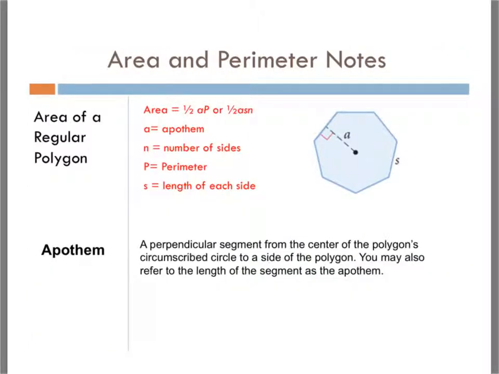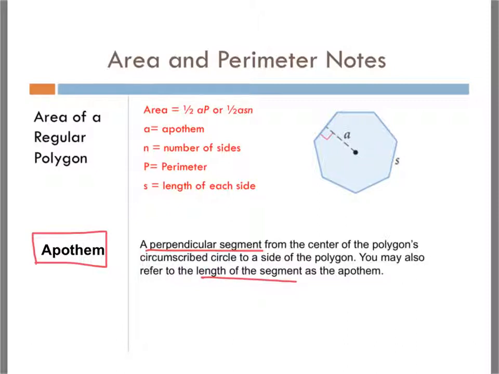And the final thing we have to do today is generalize the area of a regular polygon. And to do that, we have to define a new vocabulary word. This word is called the apothem. And the apothem is the perpendicular segment from the center of a polygon's circumscribed circle to the side of the polygon. You may also refer to it as the length of a segment.